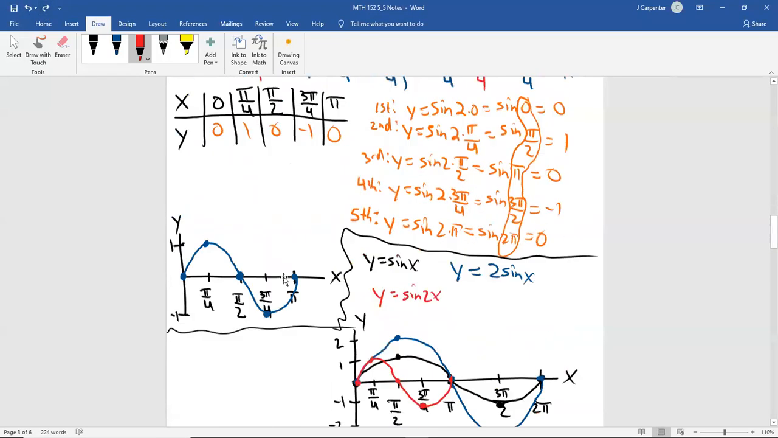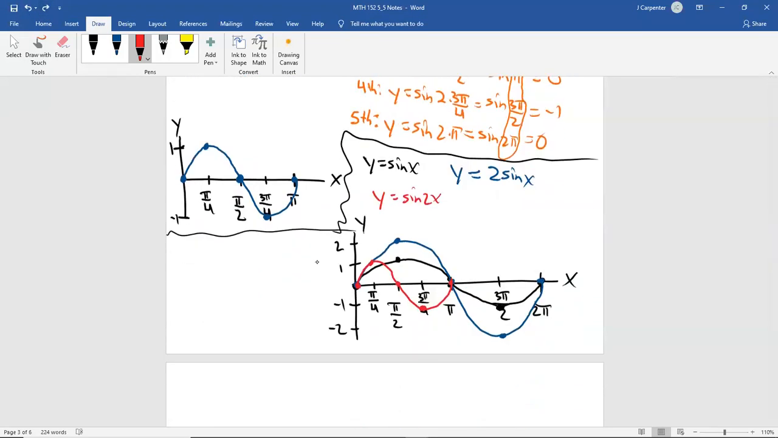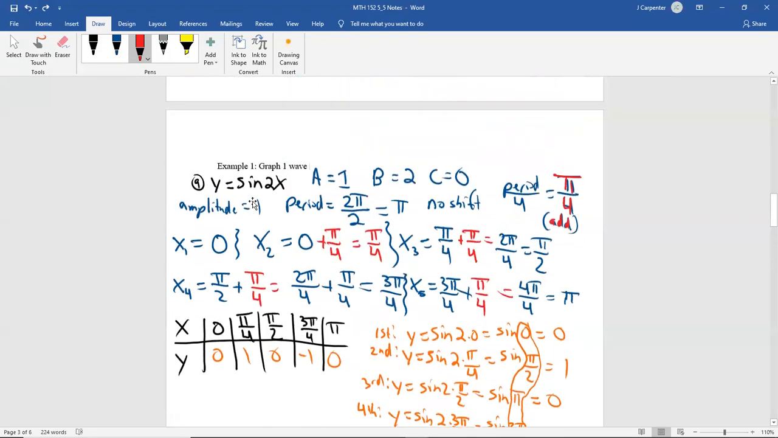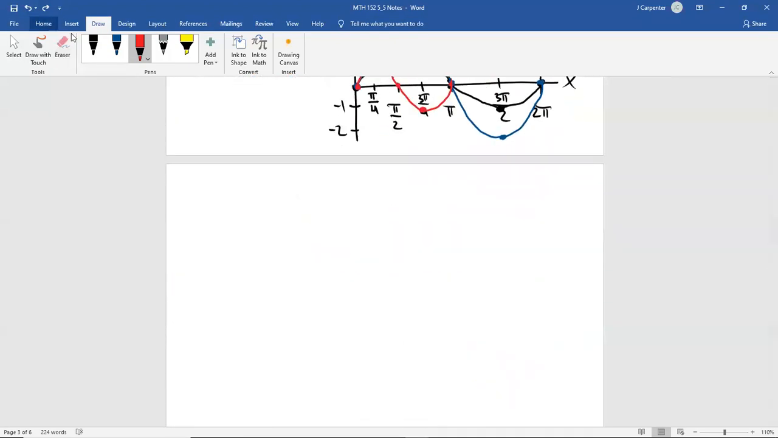Tons and tons of applications for this stuff, my favorite being music. How do you change pitch? Change the speed. All right, so that was example 1A.